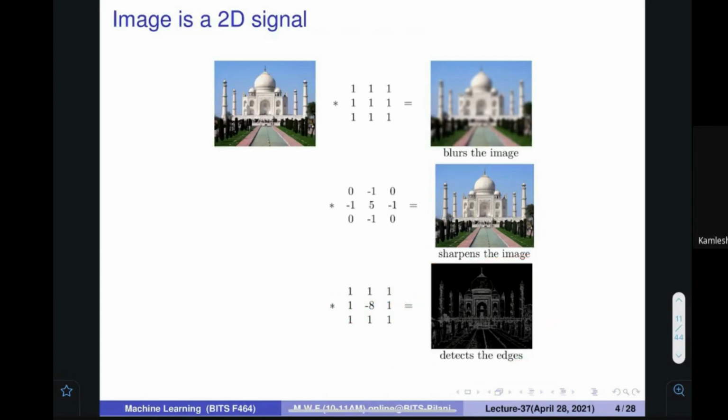So from this particular slide, what I wanted to tell you is that different kinds of filters are going to have different kinds of effect on the image. Some of them do blurring, some of them do sharpening, some of them do edge detection, and different kinds of operations can be performed by applying these kinds of filters. So we can say that each filter is going to give me some kind of features of the image. Make sense?